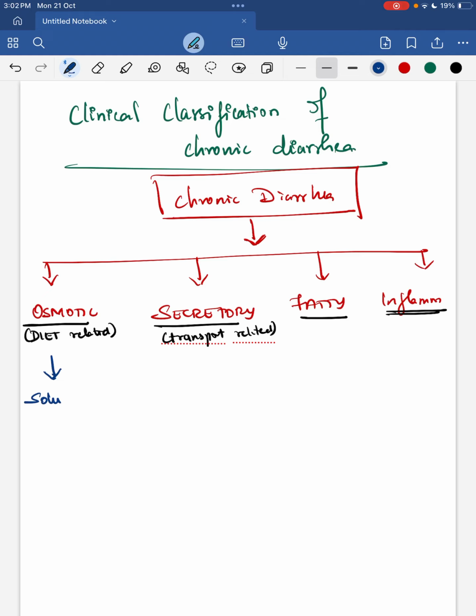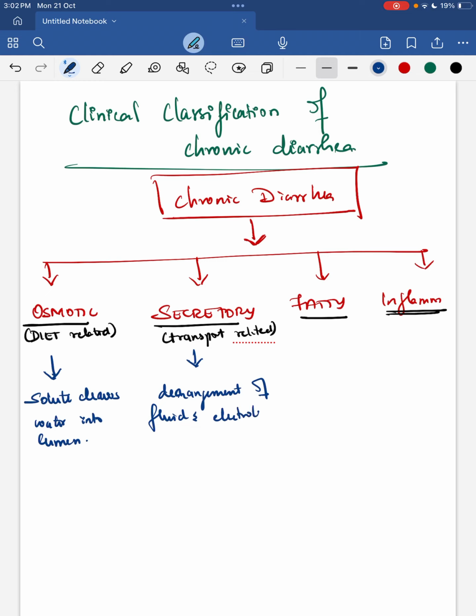water into the lumen. Next, secretory diarrhea is mainly because of disturbance of the channels, mainly the chloride and sodium channels. So there is a derangement of fluid and electrolyte transport across the epithelium.